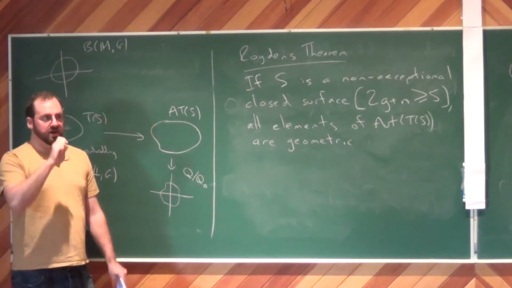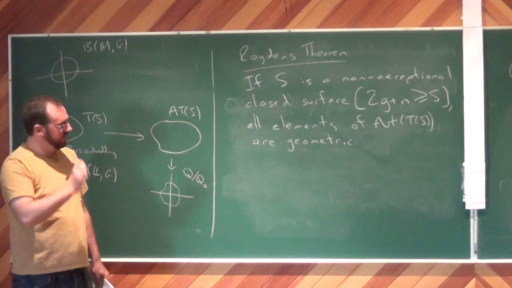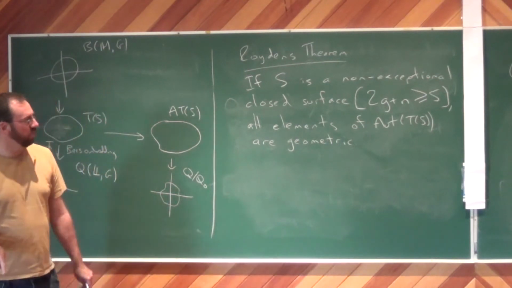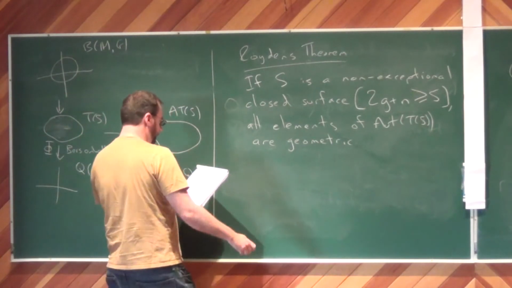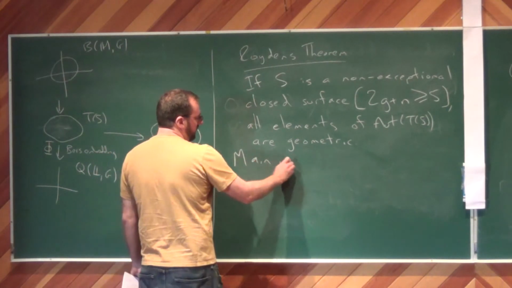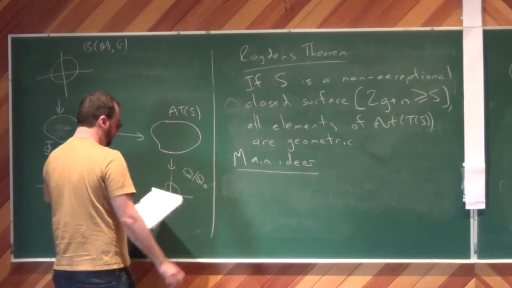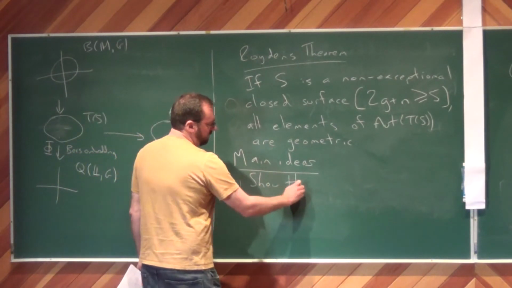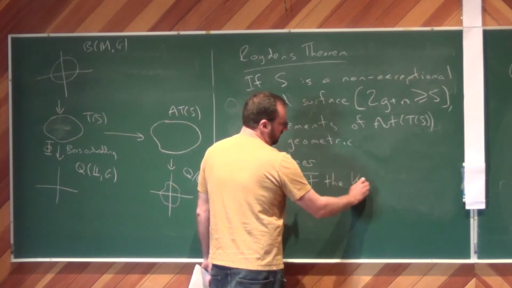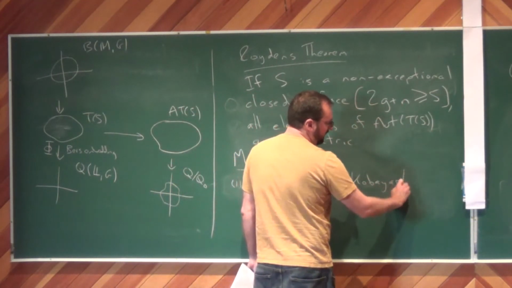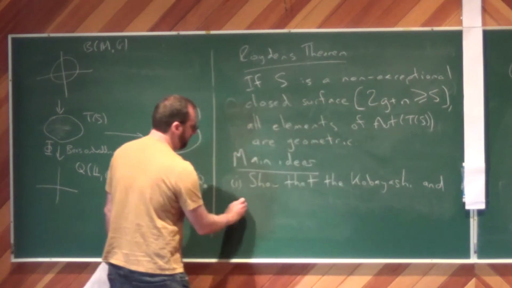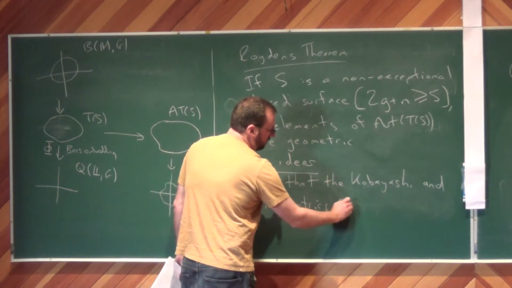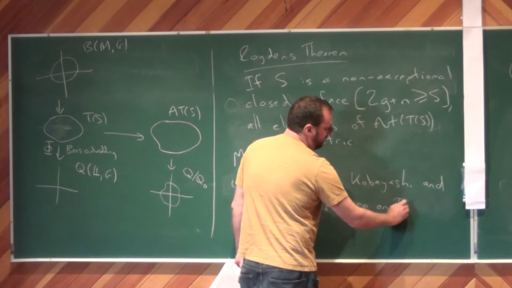Okay, so let me give some of the ingredients of how Royden proved this, and then how some of the difficulties extending those ingredients to infinite type surfaces were overcome by various people. So the main ideas, excuse me, first thing is to show that the Kobayashi and Teichmüller metrics agree on T of S.